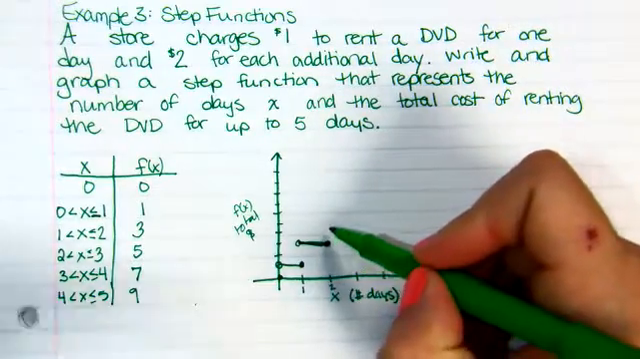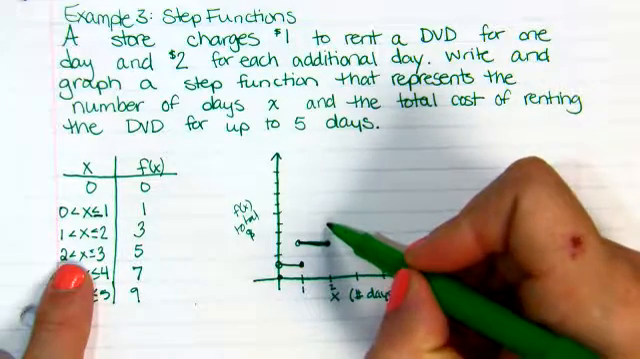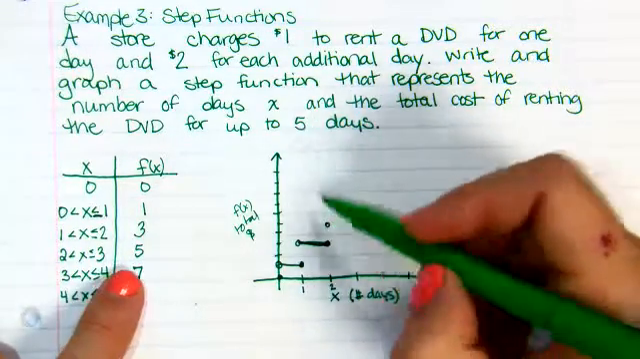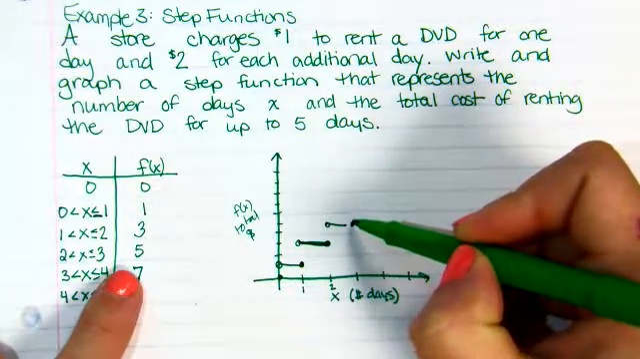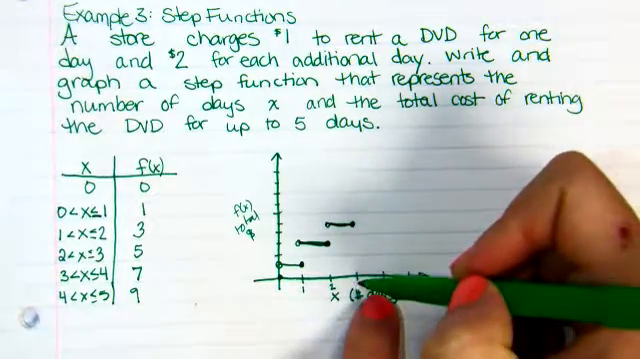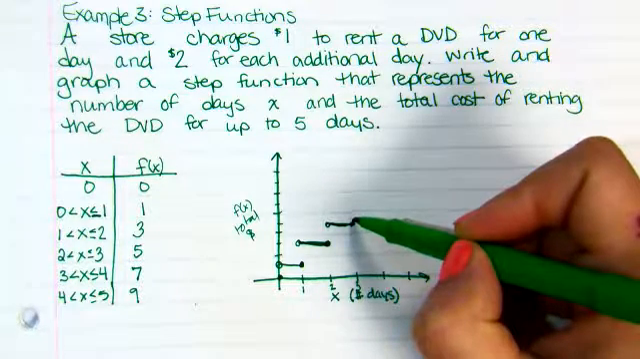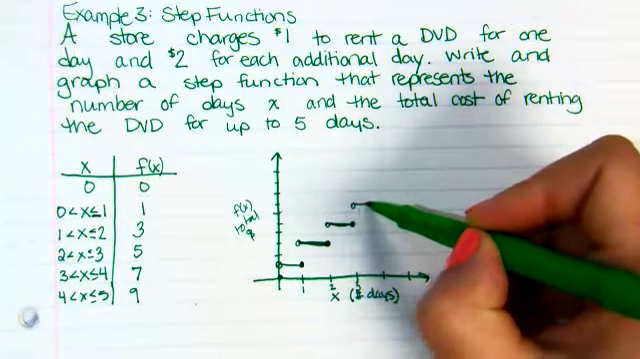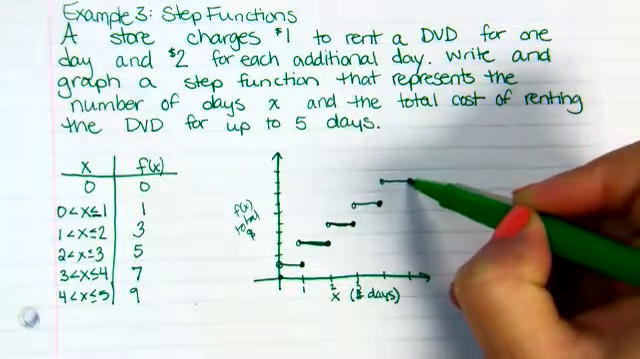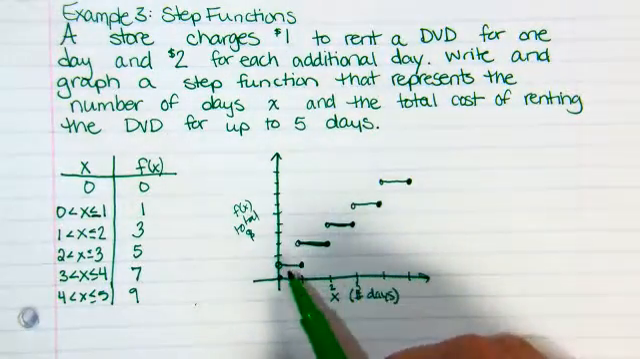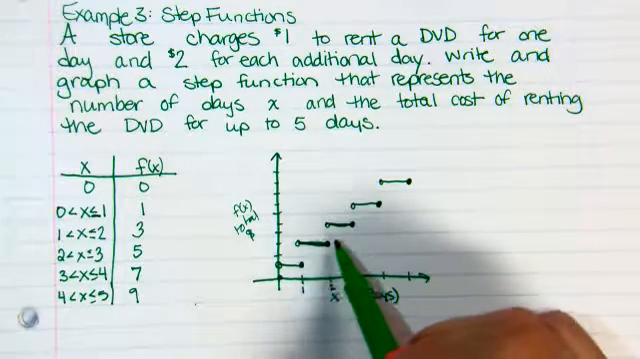And then I'm going to jump up again, because as soon as I hit 2 full days, or any more than 2 full days, I'm going to have to pay $5 now. And that will go through until 3 days. As soon as I hit 3 days exactly, 1 minute past that, I jump up another $2. And then I jump up another $2. So you see that I have my open circles on the left-hand side, because it's right up until I hit 1 full day, or right up until 2 full days.